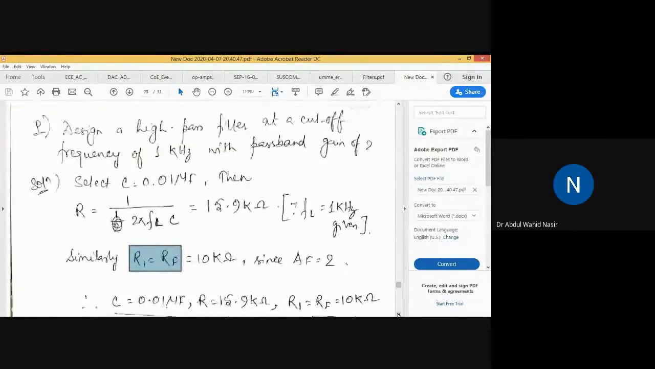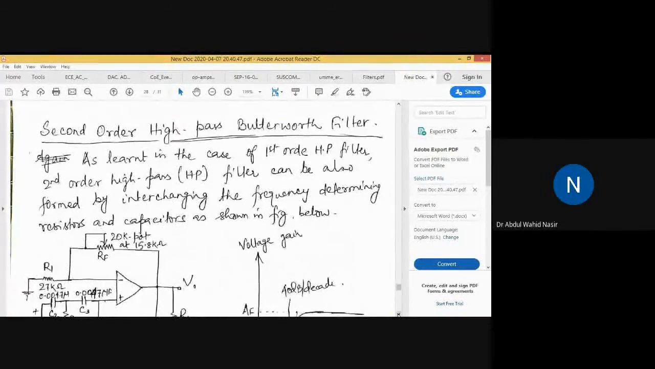So design, anyone having any issue? Design, anyone having any issue?